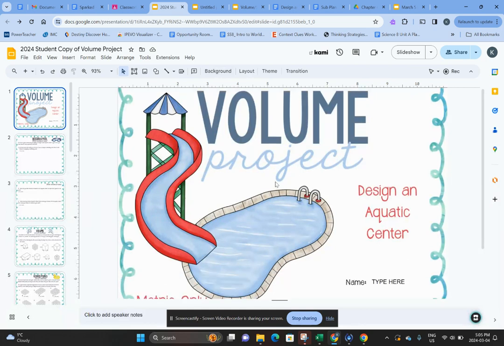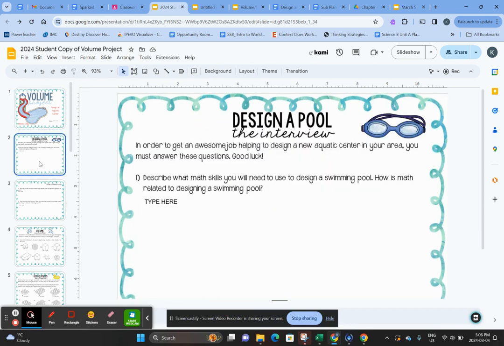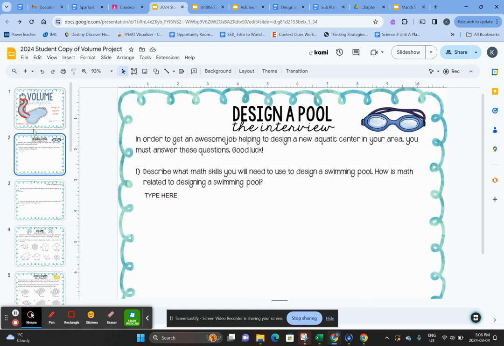you are going to be designing an aquatic center. We've had lots of questions where you've had to calculate the volume of a pool. Now you'll be creating your own aquatic center and calculating the volume of each pool, as well as the surface area needed for tiling each pool. So step one, you have to design a pool. And you'll go through the slides and answer the questions.